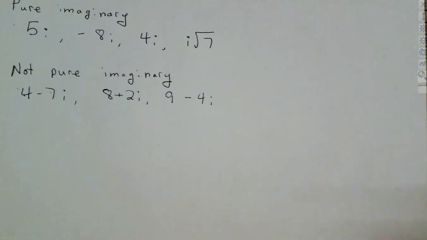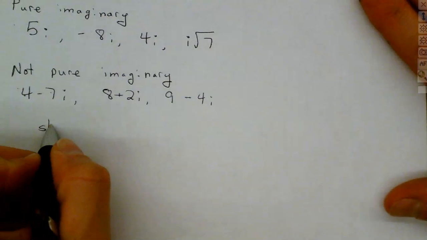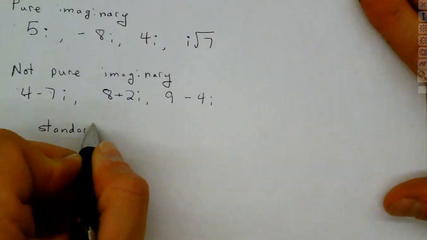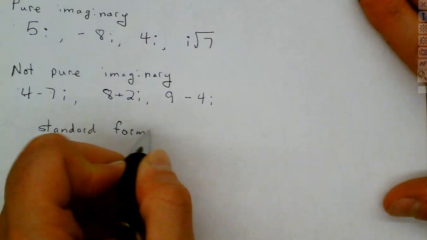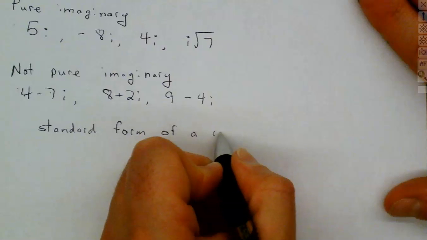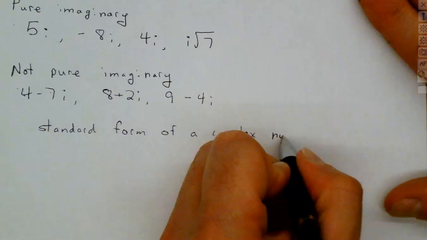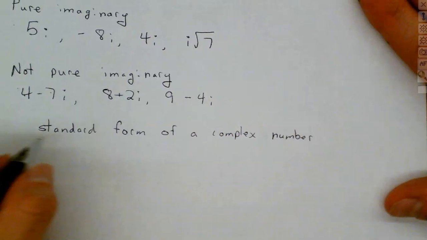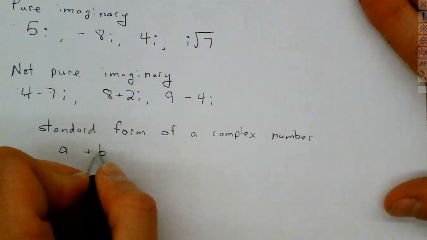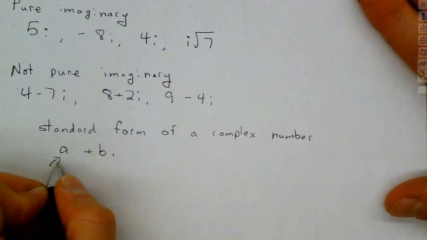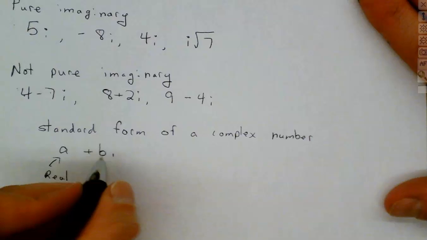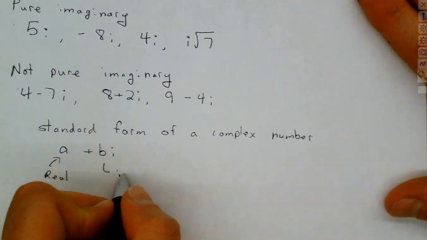When we go to work with complex numbers, we write them in what is called standard form. And this is standard form of a complex number. When we talk about standard form of a complex number, we have a real part and an imaginary part. And the a is the real part, and the bi is the imaginary part.